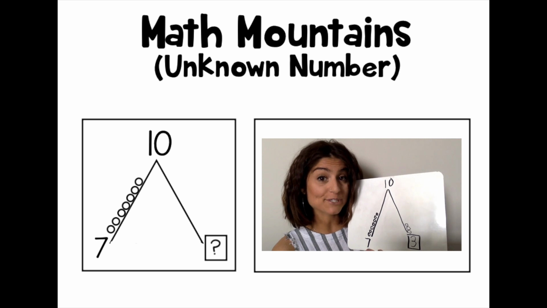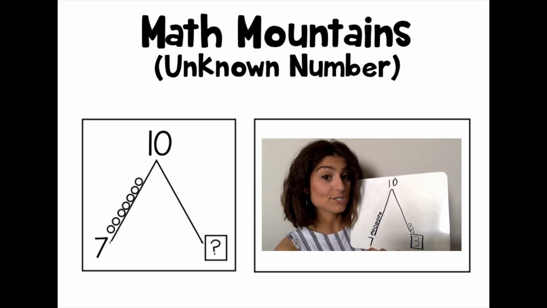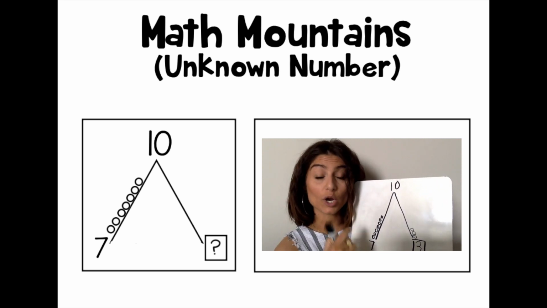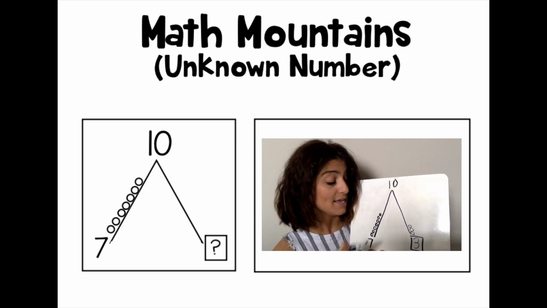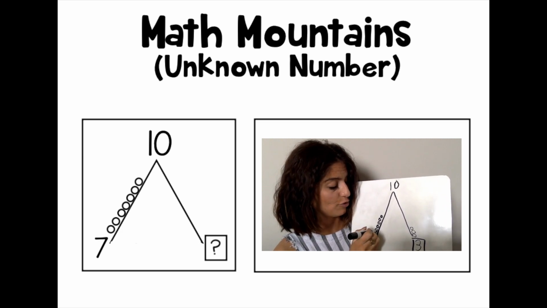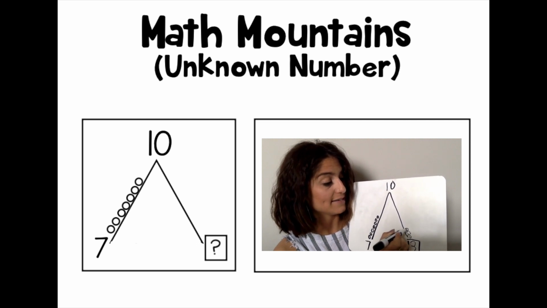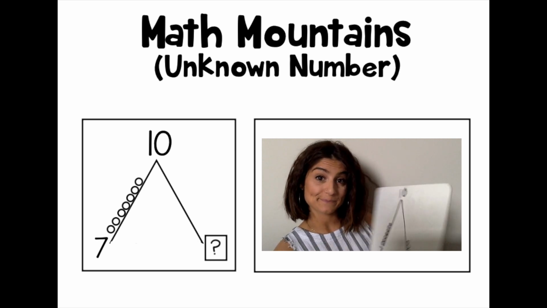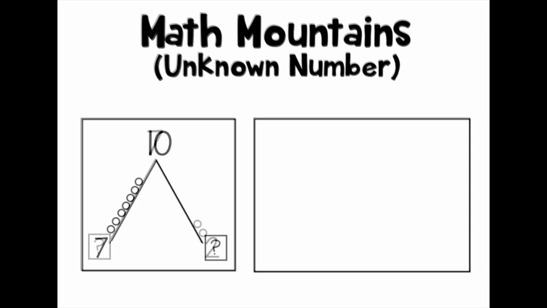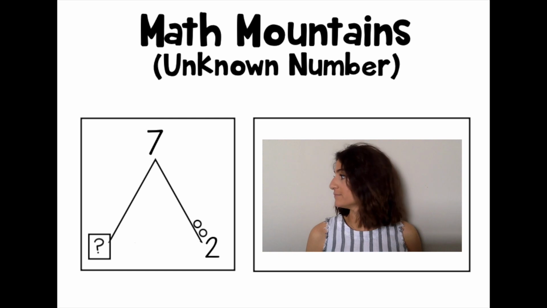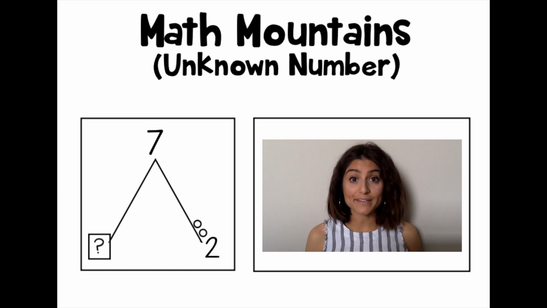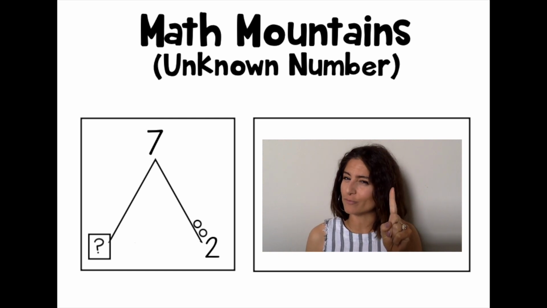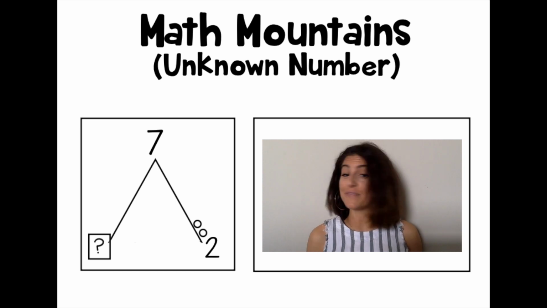So our math mountain shows that 7 plus 3 gets you 10. Let's check our work by counting the tumblers. Ready? 1, 2, 3, 4, 5, 6, 7, 8, 9, 10. 10. We did it. Let's do it one more time. The unknown number's on the other side, but we're not going to let that fool us. Let's first copy down that math mountain.